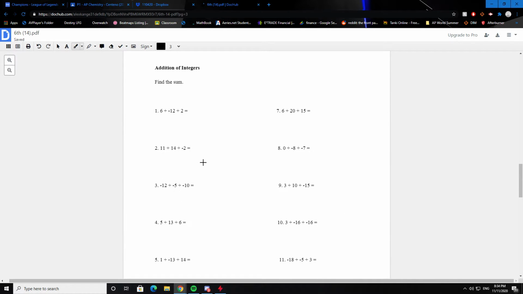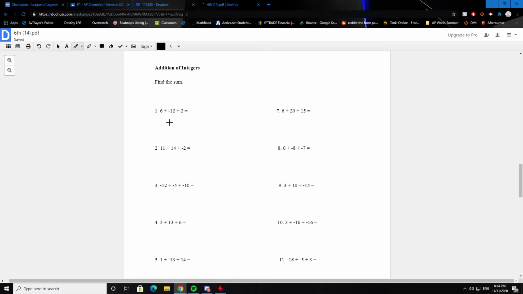Addition of integers. Okay. The easiest way to explain this is, I like to think of it as the negative has the priority. When I think about that, that pretty much means to me that if a negative number is bigger than a positive number, the negative number will always be triumphant.